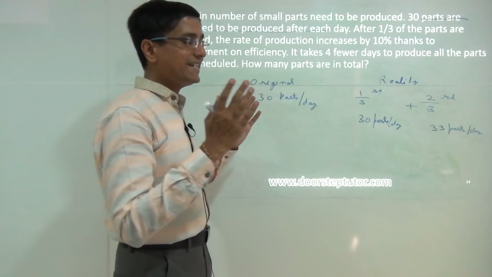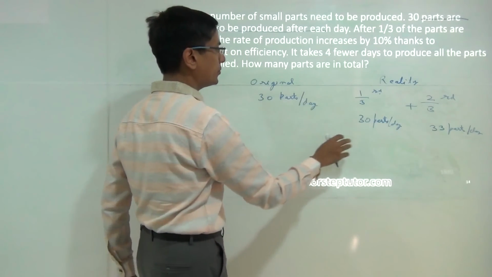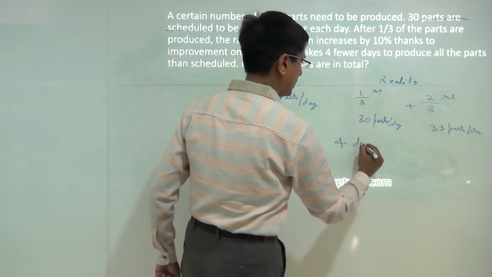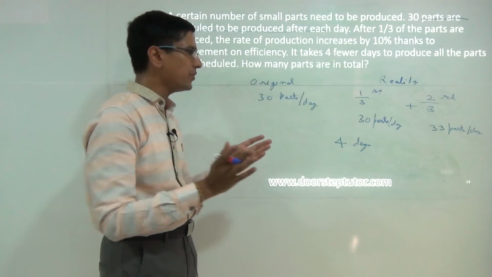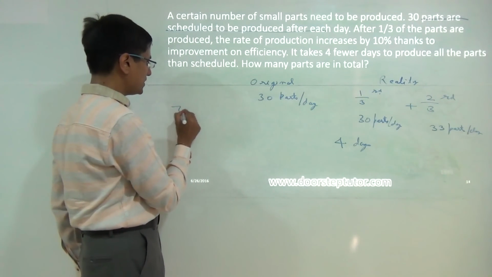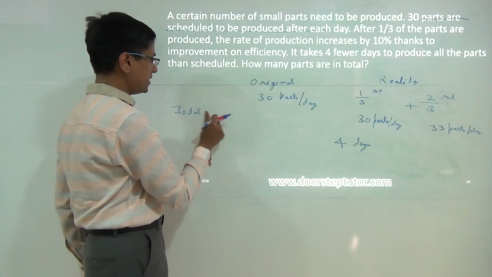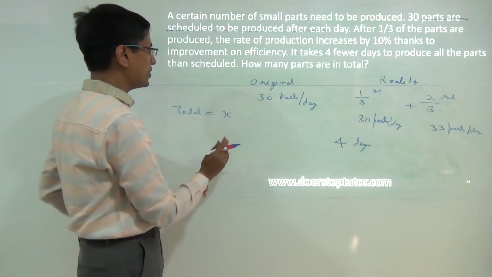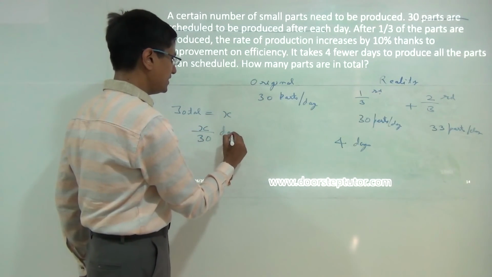Now what is the difference in time between the original and the real scenario? So it took me 4 fewer days to complete the entire job. So let's compute how much time. Let's assume that the total number of parts is X. At this speed, how many days would it take me to complete the work? It would take me X by 30 days.